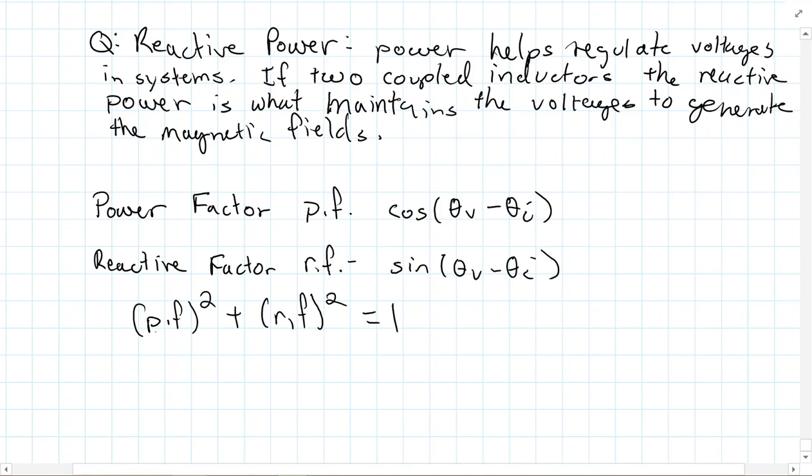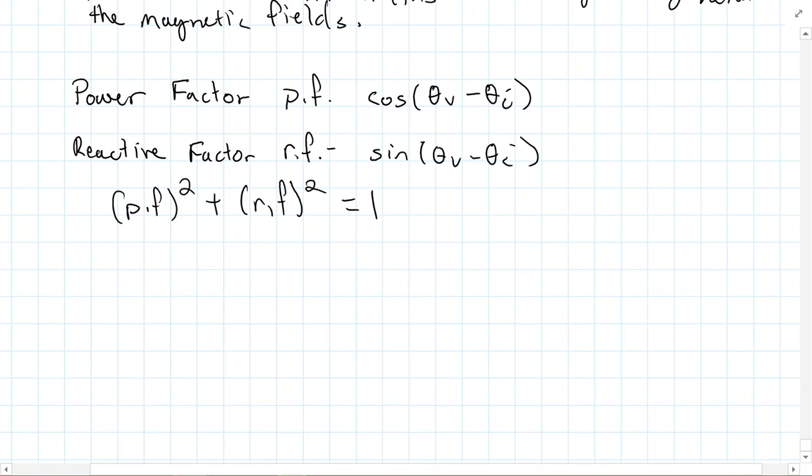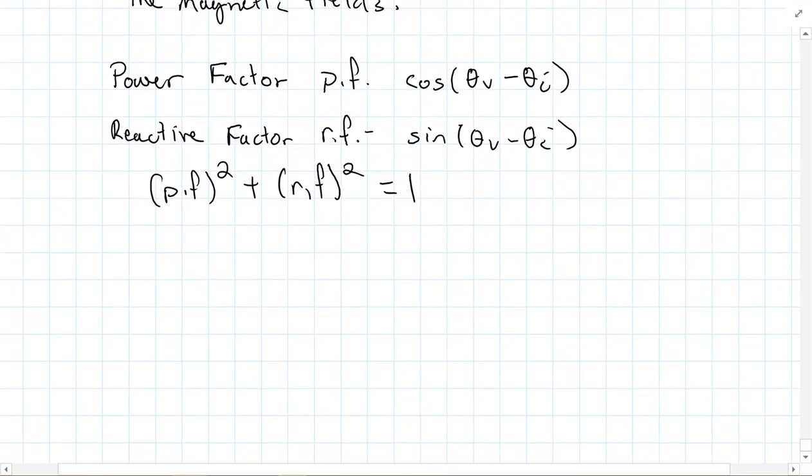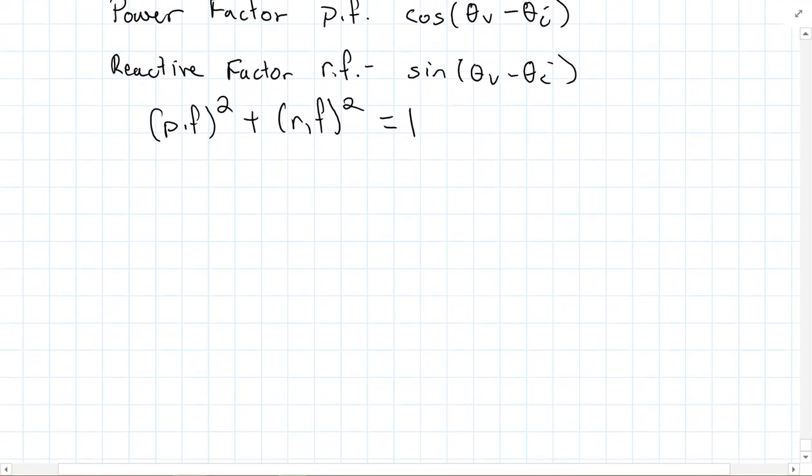Now, that doesn't mean if you know the power factor you can compute the reactive factor. You can compute the magnitude, because power factor and reactive factor can be plus or minus. They can be both positive or negative. But we know power factor squared plus reactive factor squared has got to equal 1, and that's simply from the sine and cosine.